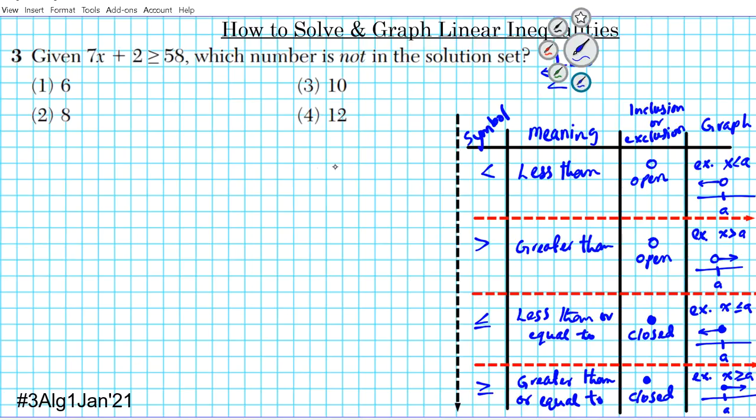All right, so let's go to the problem. We want to see which of these does not satisfy this inequality right here.